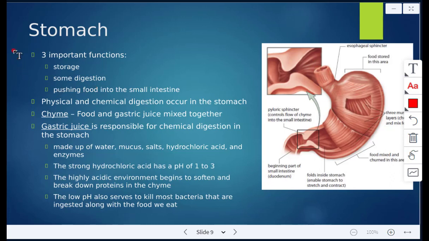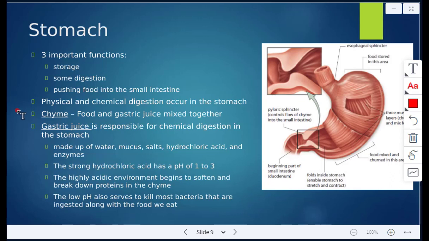All right, so 3 important functions in the stomach. Firstly, it is storage, so storing food. Secondly, there is some digestion happening. And then thirdly, pushing food into the small intestine. So in the stomach, there is both physical and chemical digestion occurring.